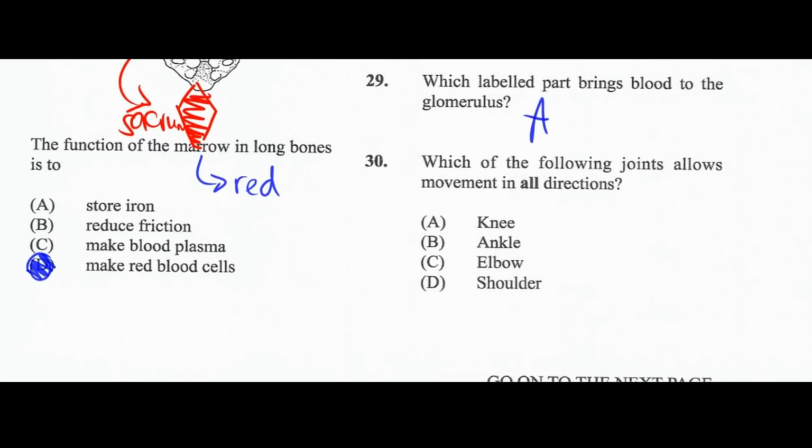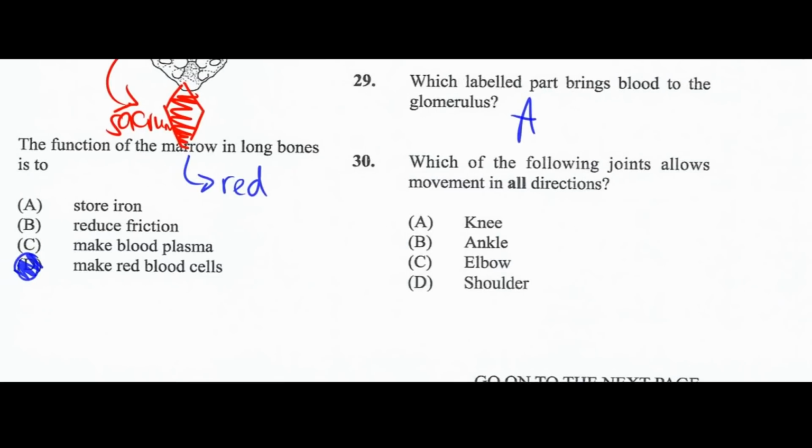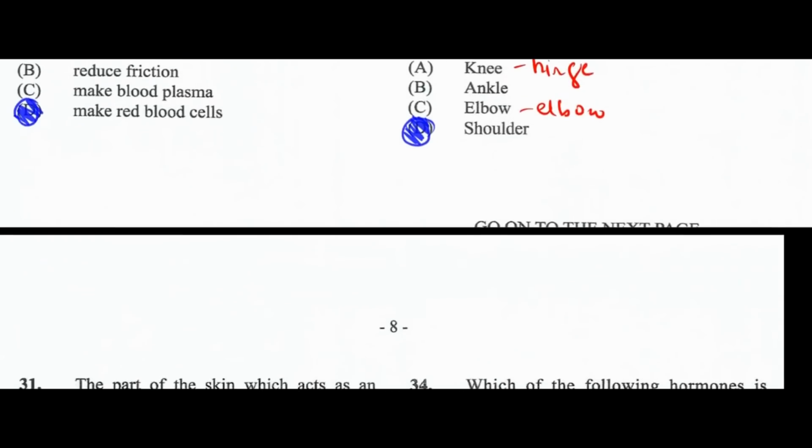30. Which of the following joints allow movements in all directions? You need a ball and socket joint, so it cannot be the knee because the knee is a hinge joint, and so is your elbow. Your shoulder is a ball and socket joint. Your ankle is condyloid, I believe. It only allows movement in two planes at a time. You don't have rotational movement like your shoulder does.